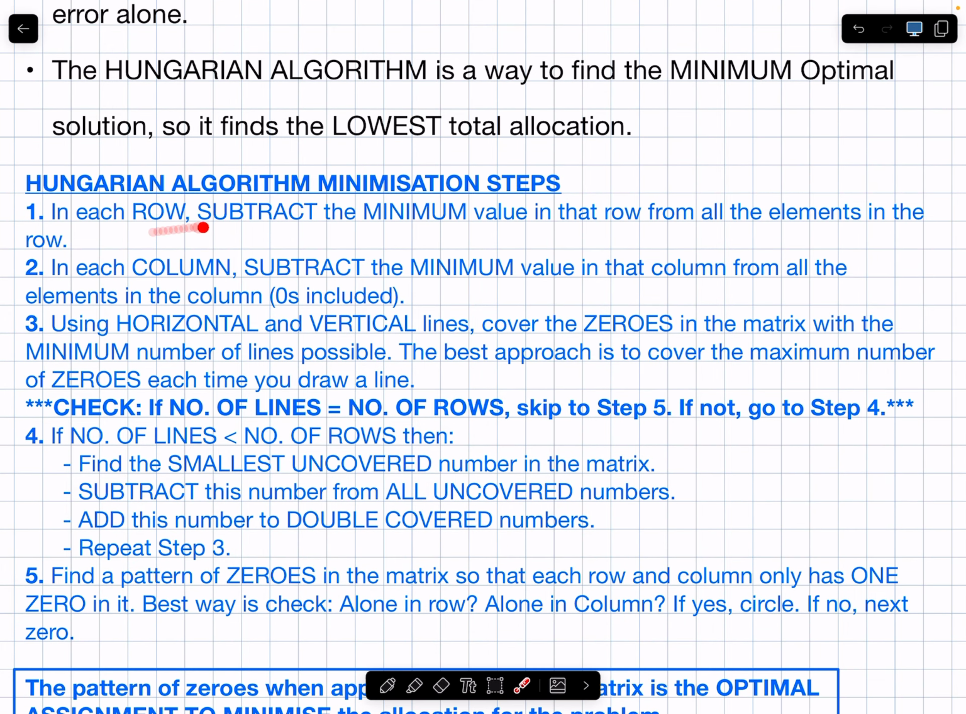In each row, you subtract the minimum value in that row from all the numbers or the elements in that row. In each column, you subtract the minimum value. Zeros included. Step 3 is the one that you're going to worry about because it doesn't make any sense right now. That's fine. I'll show you. You're going to cover with lines. You're literally doing noughts and crosses in step 3, covering zeros with lines.